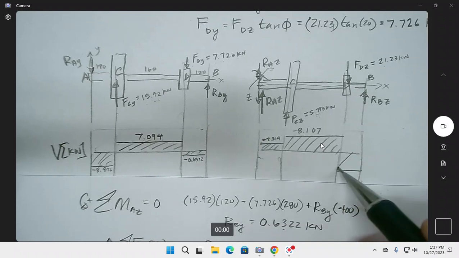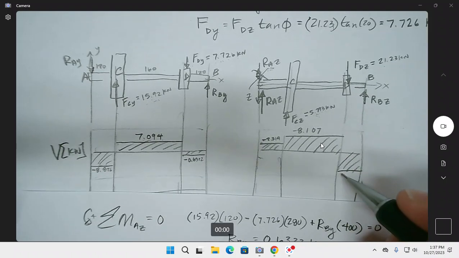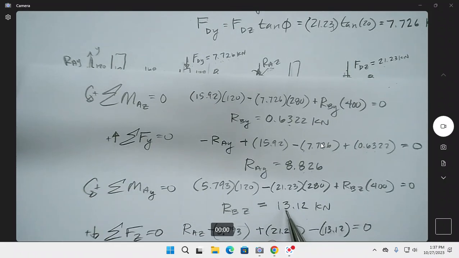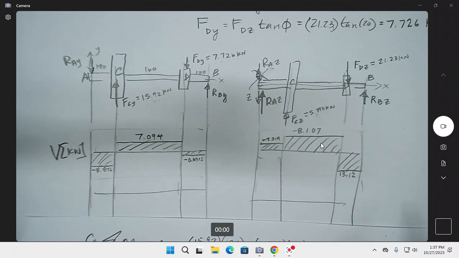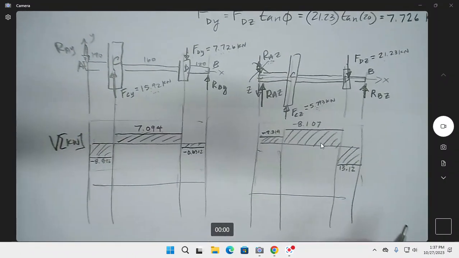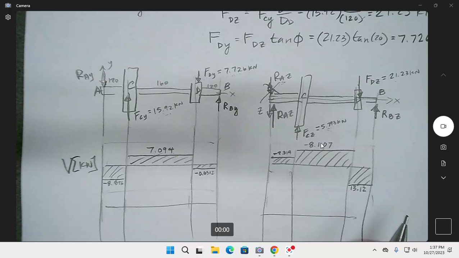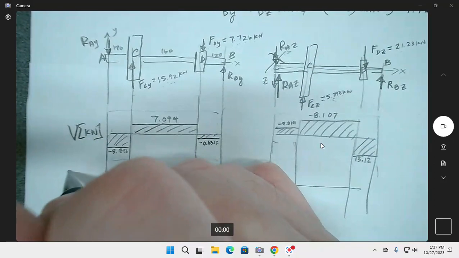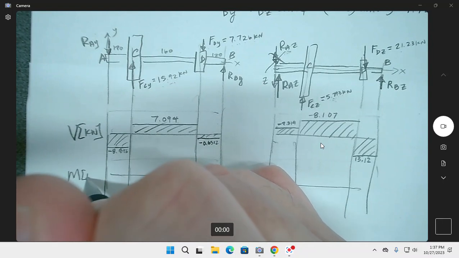So this is actually kind of substantial right there. A 13.12, which should match up with this reaction right there. So that's good news. Now we can go with the moments. And these are kilonewtons times millimeters, so we will get Newton meters.